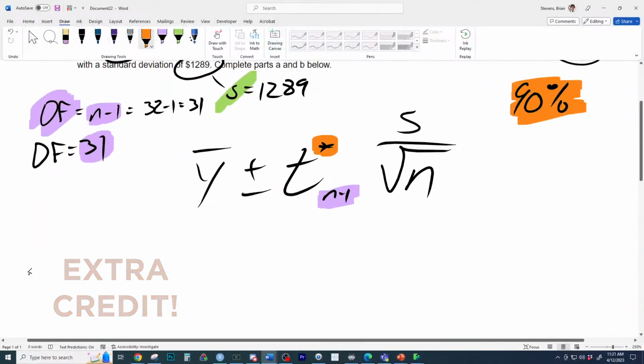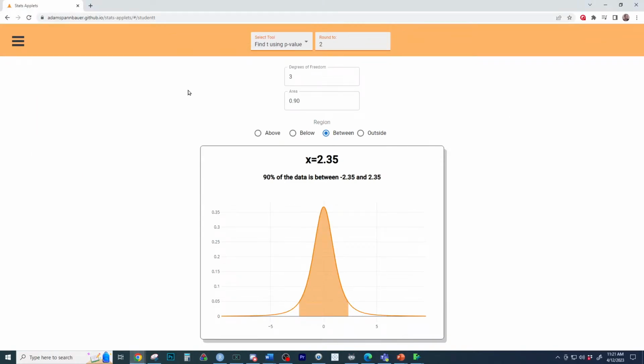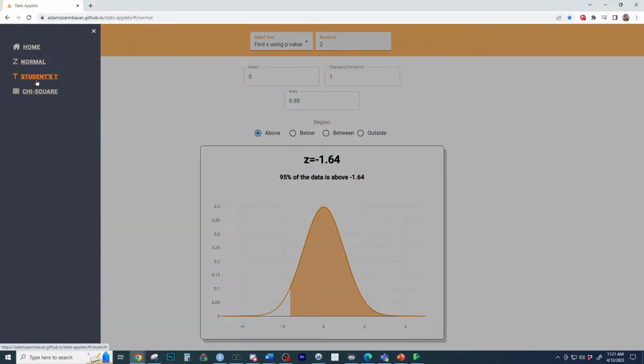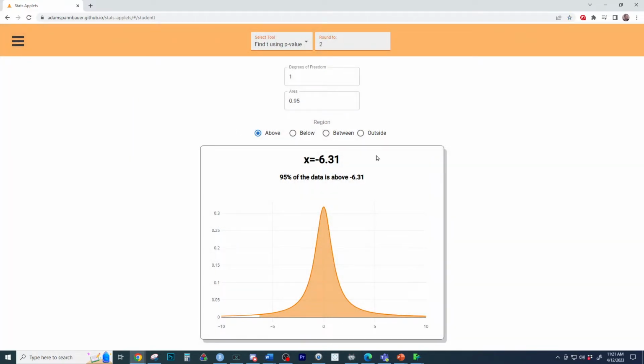Okay, it's a series of apps right here. So when you go to the apps page, you need to make sure you are clicked in on the student T. You'll probably go to the normal to start, but you need to go to the student T. With the student T right here, you'll notice that you start with 1 degree of freedom.